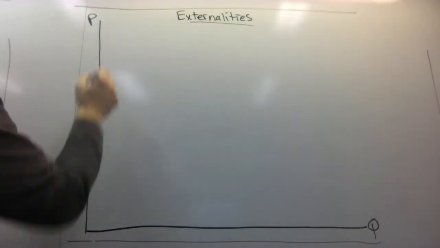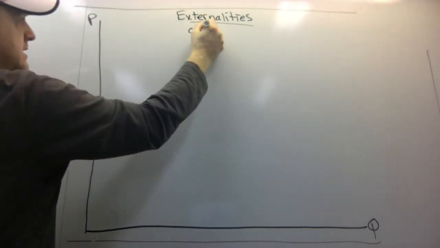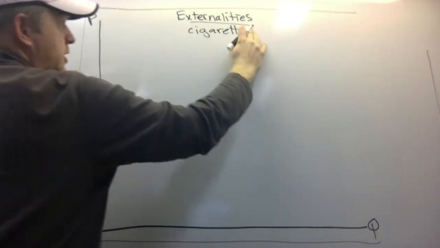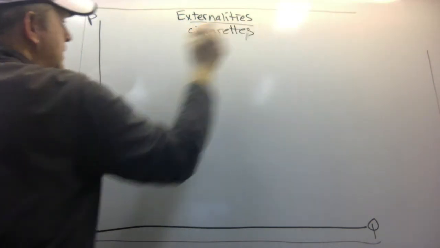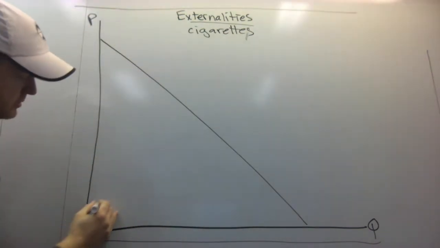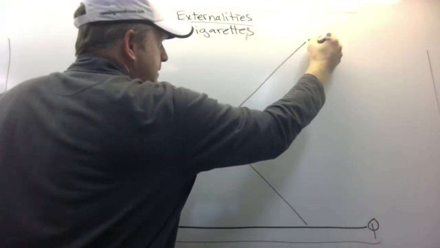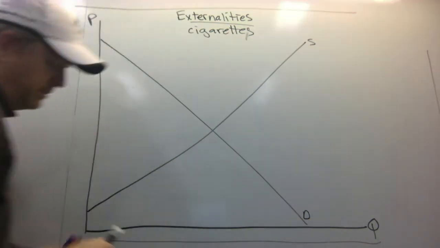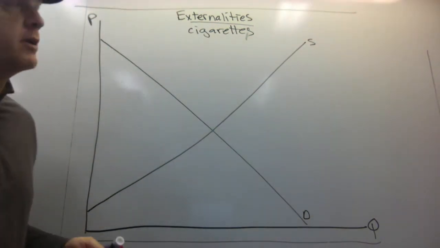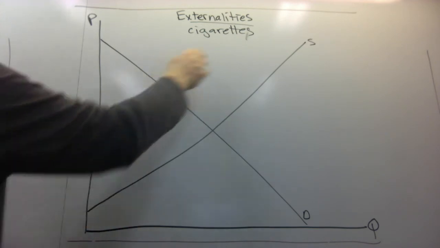Now, looking at a specific example, let's take cigarettes. The reason economists will often take cigarettes as an example is because there are very clear externalities to the consumption of cigarettes. And we probably all have had some experience with the negative externalities of cigarettes because we've probably all been around a smoker at some point in our lives.